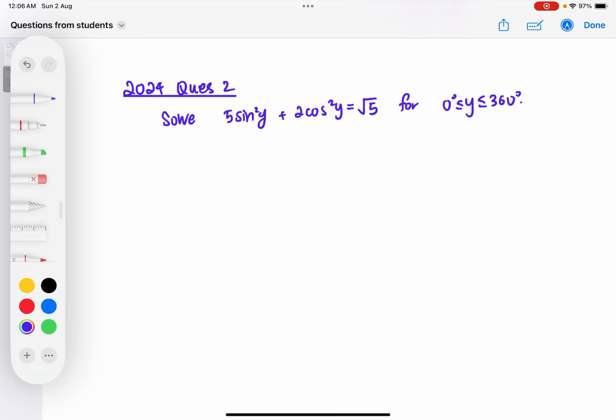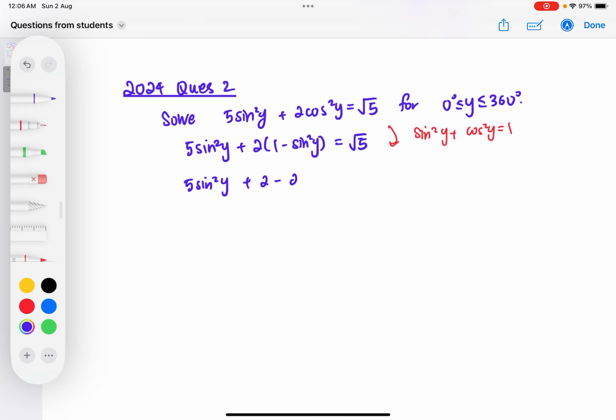Okay, so using the identity sine square y plus cosine square y equals to 1, I'm going to re-express this in terms of sine square. Okay, and then do a quick expansion. And then simplify. And then divide.